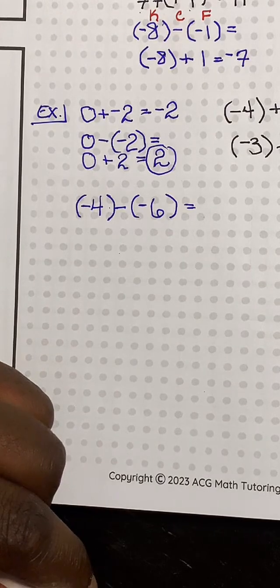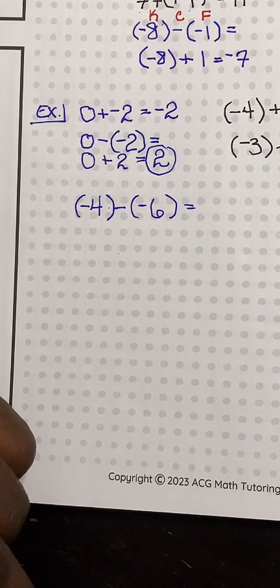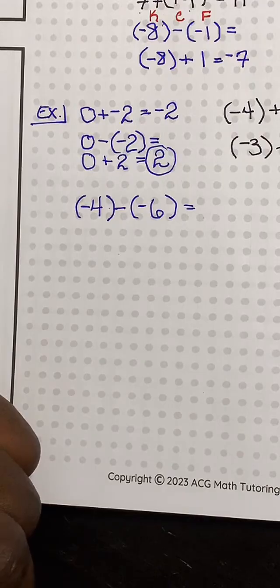Okay. So when you're adding two numbers with different signs, you subtract, and keep the sign of the larger number.